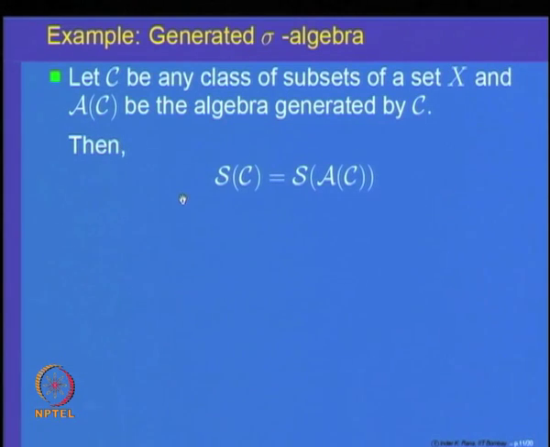So, let us observe a few more things. We recall we started with a collection C of subsets of a set X, and we said that given a collection of subsets of a set X, we can generate an algebra out of it, which has a property which the class C may not have. And now, given this collection C, we can also generate a sigma algebra out of it, and we can also generate the sigma algebra by the algebra generated by that class, right. So, the question comes, what is the relation between these three things?